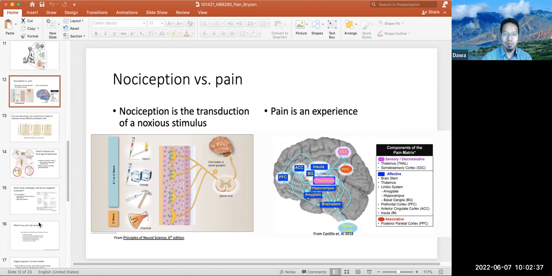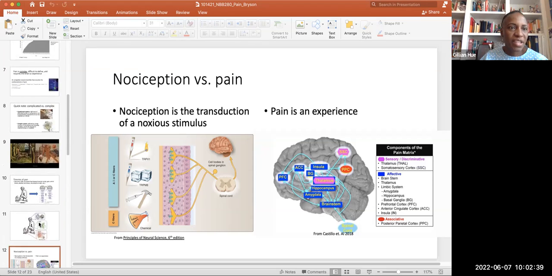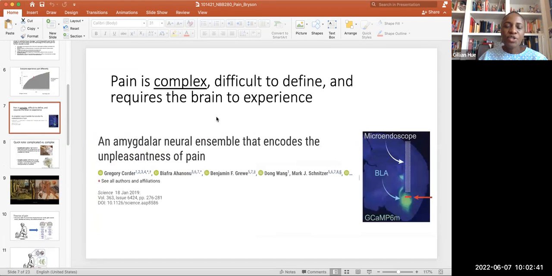So let me find this slide here. So here is an opportunity. If you're teaching this, you can have students look up any new articles that are being published that talk about pain.